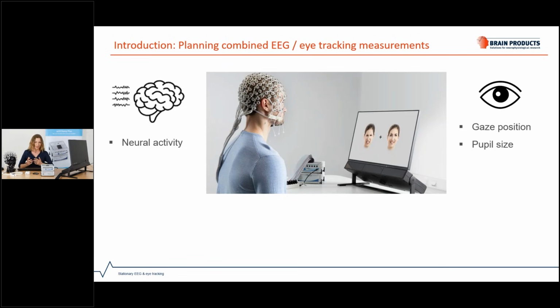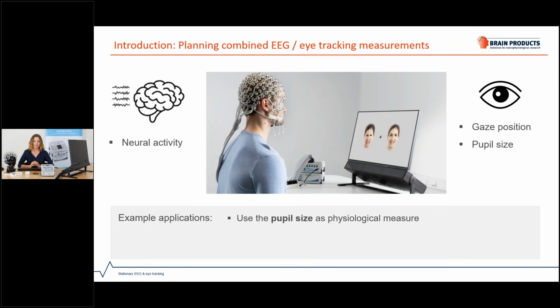Now, obviously, there are many reasons why someone would want to combine EEG and eye tracking, but I would like to talk about just a few examples. First, the pupil responds with dilation to different stimuli, for example, to emotional arousal or to cognitive effort. So one might want to add pupil size as a very sensitive physiological measure to the EEG experiment and gain additional information this way.